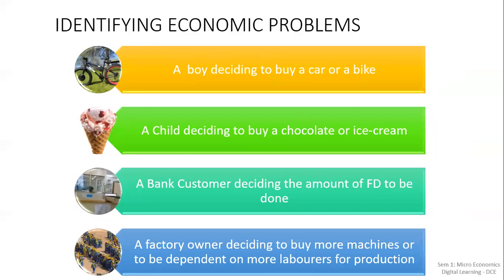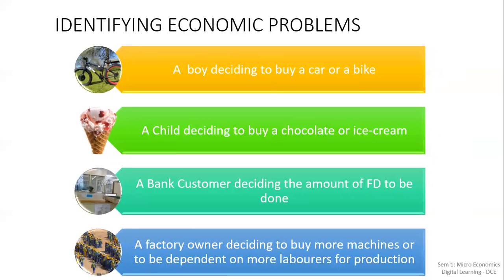Similarly, a boy deciding to buy a car or a bike for his commutation purpose, a child deciding to buy a chocolate or an ice cream. So, economic problems are not just related to adults; they are also related to a child who has a limited amount of pocket money deciding to buy chocolate or ice cream. Then, bank customers deciding the amount of FD to be done. Should I do it for 1 lakh, 2 lakh, 10,000, 50,000?